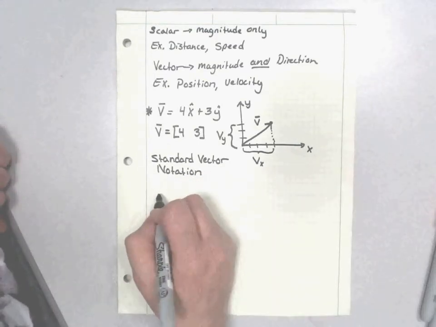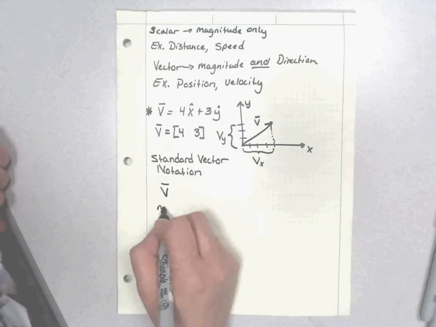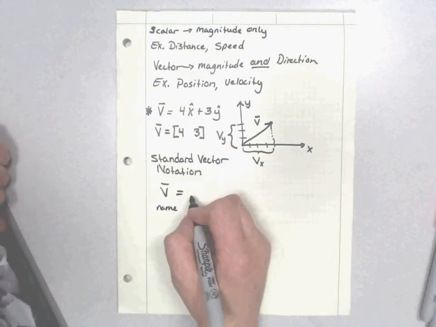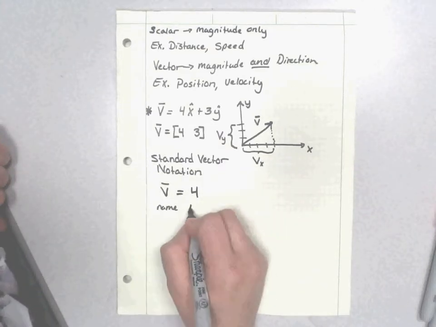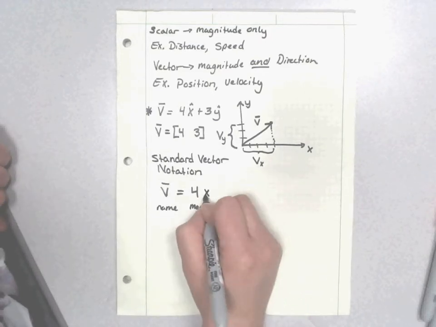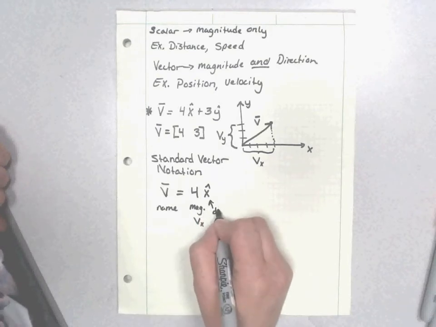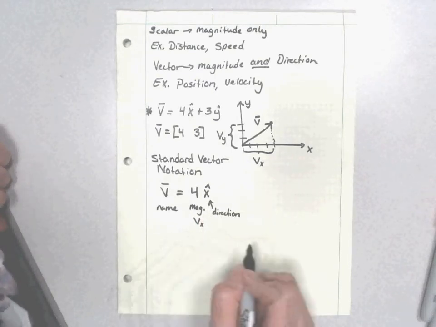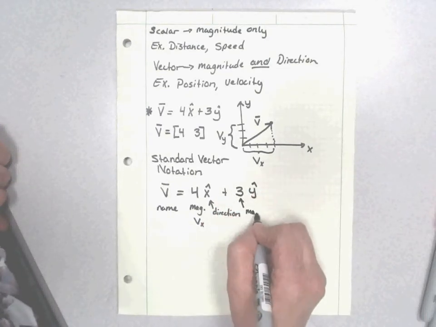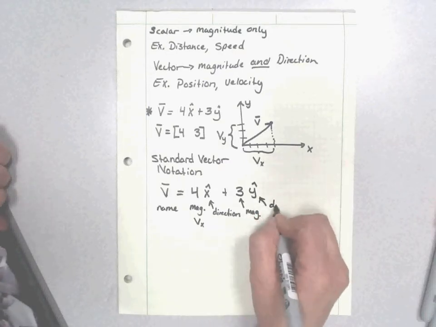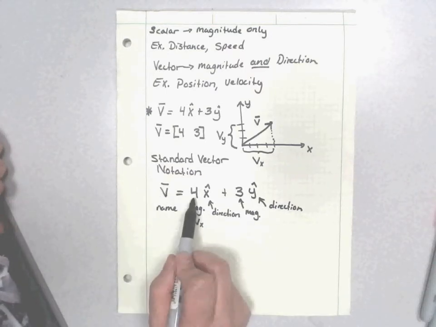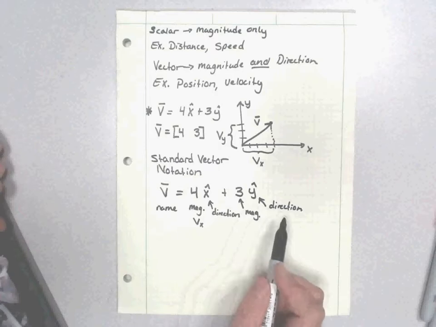And what we mean by standard is it has the vector name, and it has to have this bar over it, or it's not a vector. We have the magnitude, also here known as Vx. We have the direction, and we have this for each component. So this here is the magnitude, and this here is the direction. The name with the bar, the magnitude and direction of each component.